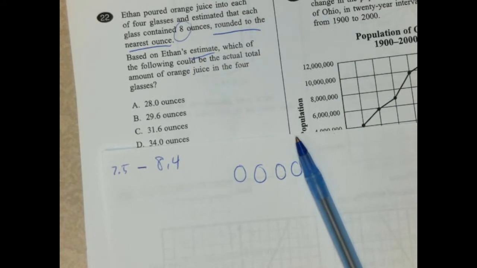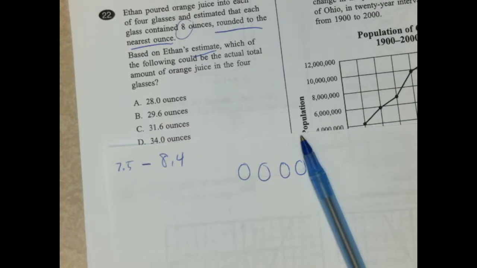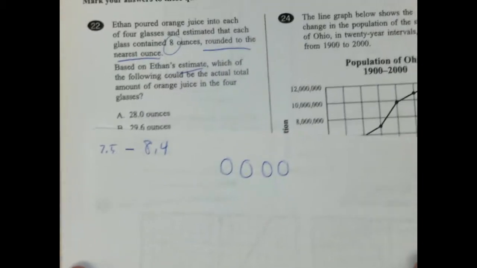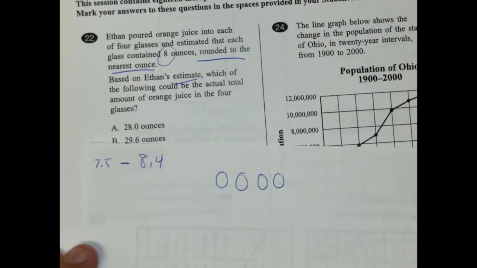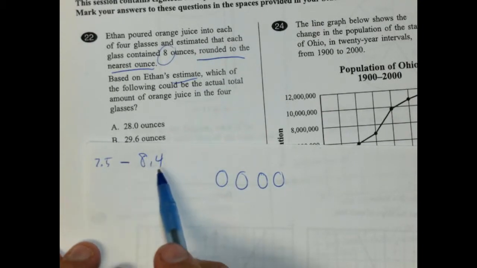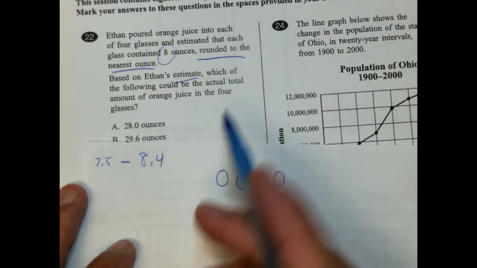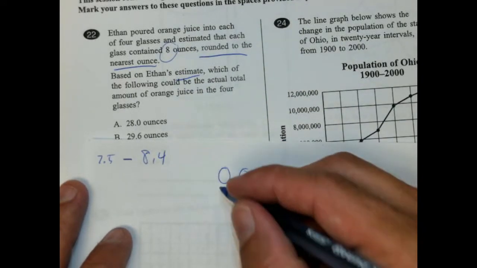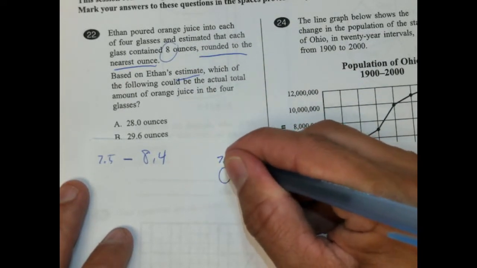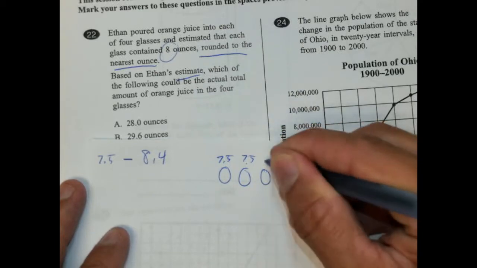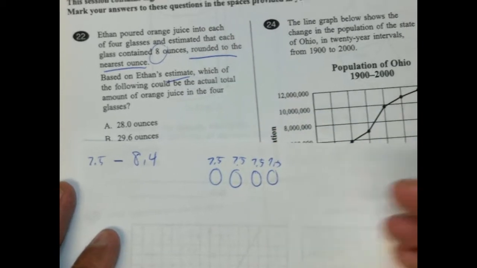Let's try that out now. So we know that the lowest it can be is 7.5. Let me turn this so it's not crooked. There we go. The lowest it can be is 7.5, and the highest it can be is 8.4. So we're going to find the low and the high. So we know there's 4 of them. So let's see what it would be if they're each 7.5, right? 7.5, 7.5, 7.5.